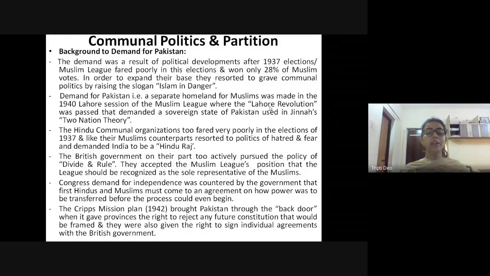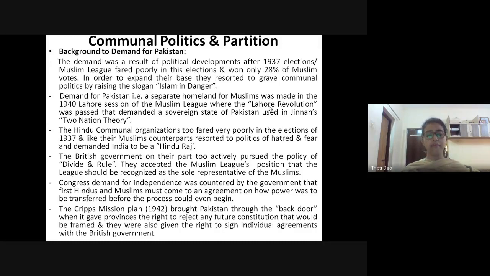The British government, on their part, actively pursued the policy of divide and rule, but the British anyway understood by the 1940s that India wanted them to leave. So their last resort was: let's divide and rule. Okay, let's help the Muslim League, and then let's help the Hindu communal group. So it was playing politics of divide and rule.